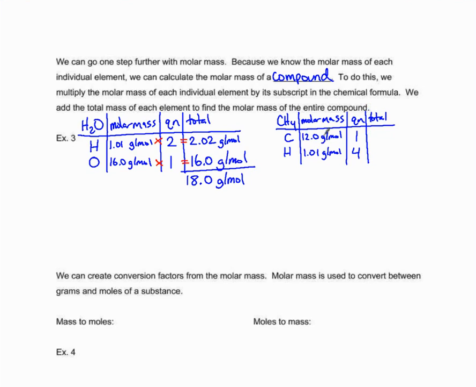So we know the mass of carbon, we know how many there are. Multiply these two together. The total mass of the carbon, 12.0 grams per mole. For the hydrogen, 1.01 times 4, that's 4.04 grams per mole.